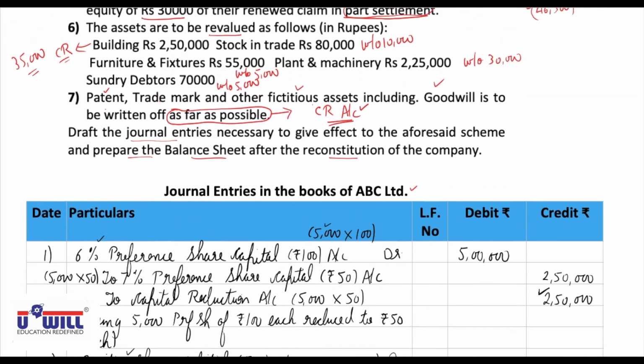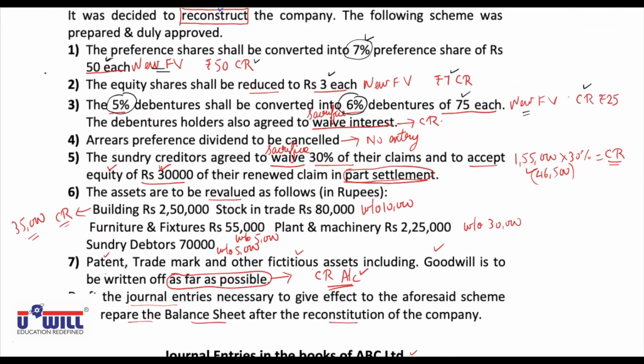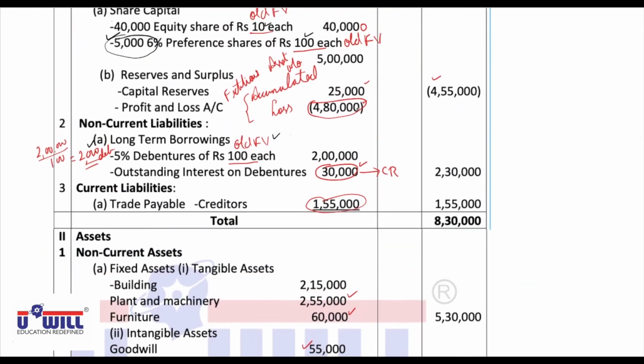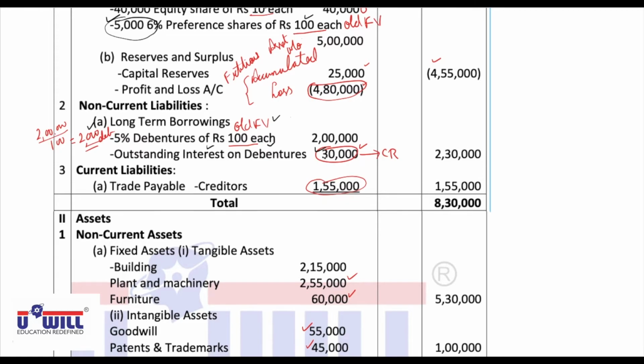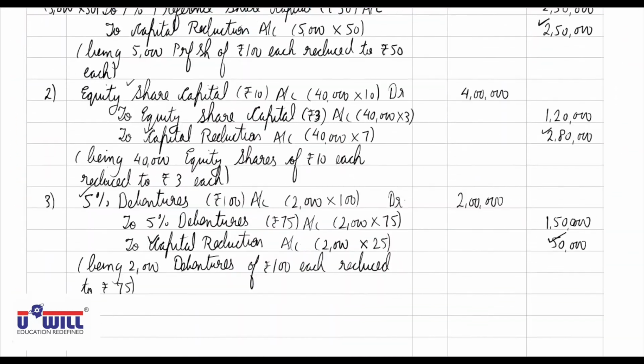Now fourth adjustment, fourth entry. Fourth adjustment has no journal entry because arrears of preference dividend are to be cancelled, that will have no entry. Now fifth adjustment. Okay, one more minute. In the third adjustment, outstanding interest entry is remaining. The debenture holders also agreed to waive or sacrifice interest. So entire interest of 30,000 will be transferred to capital reduction. For that also journal entry will come.